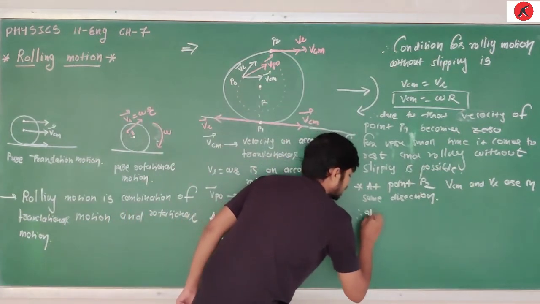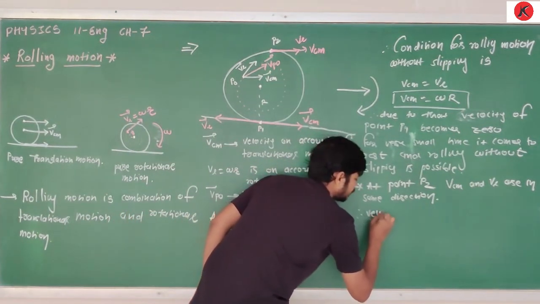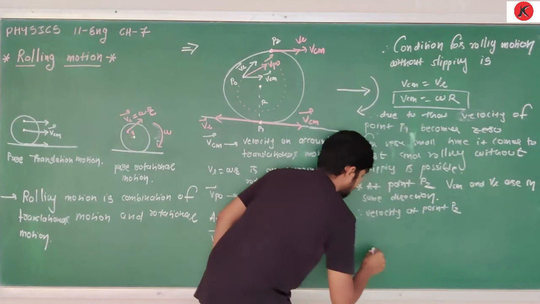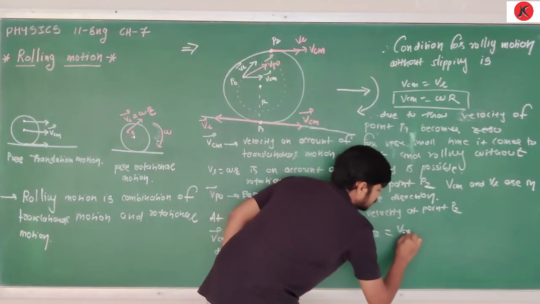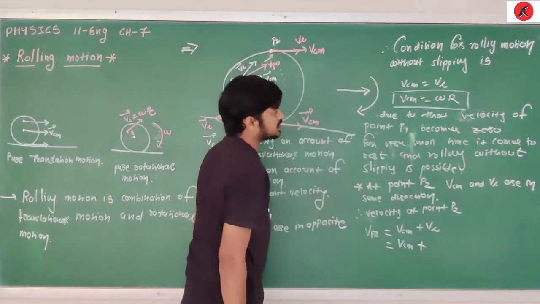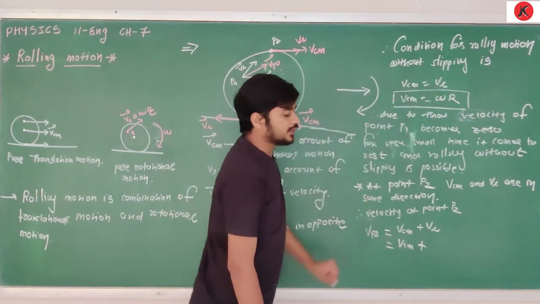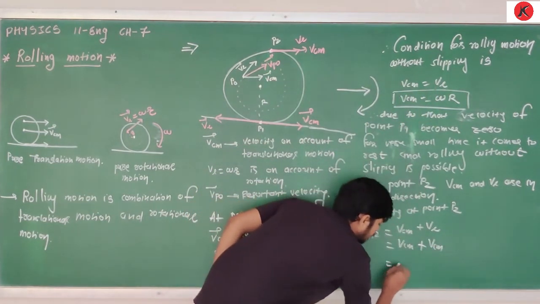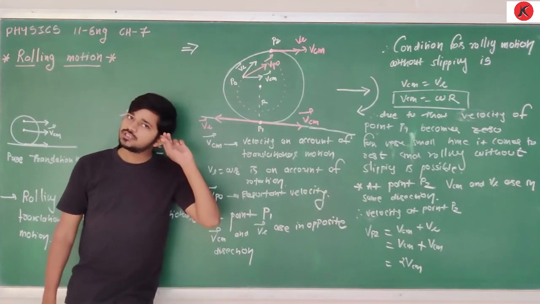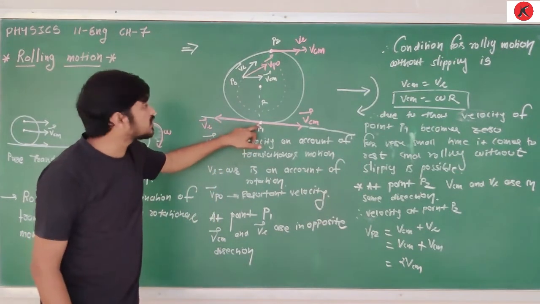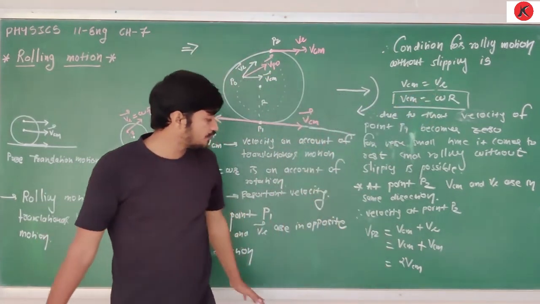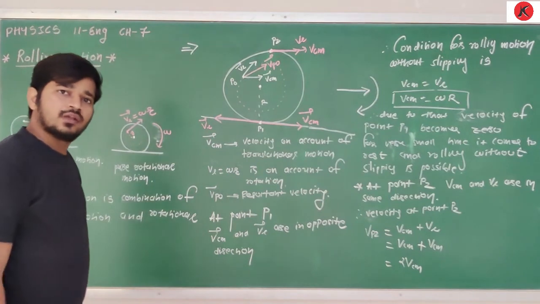So therefore, the velocity at point P2, that is Vp2, is equal to V center of mass plus VL. Here, VL is equal to V center of mass, so it is 2V center of mass. Clear about this? Because this point P1 is also on the surface, P2 is also on the surface. That's why I can write VL is equal to V center of mass. Clear about this?